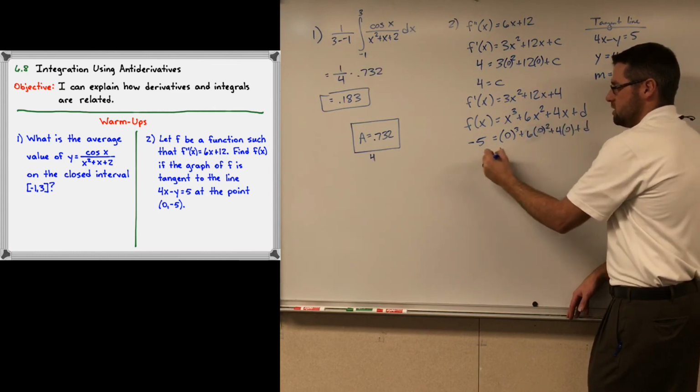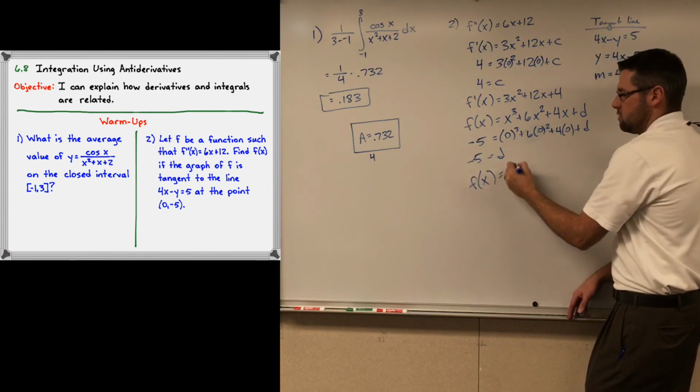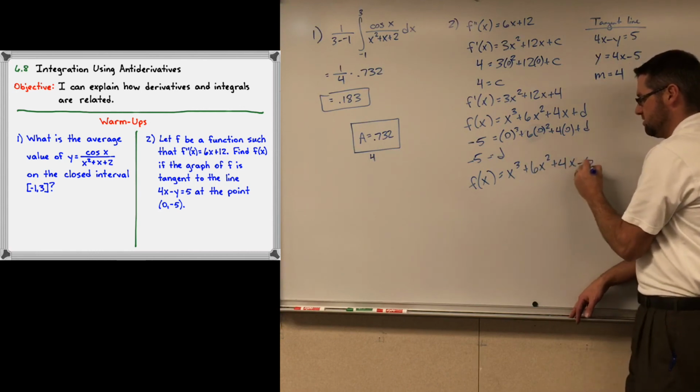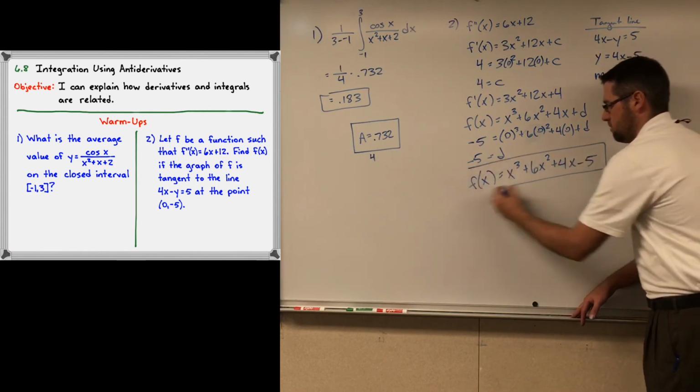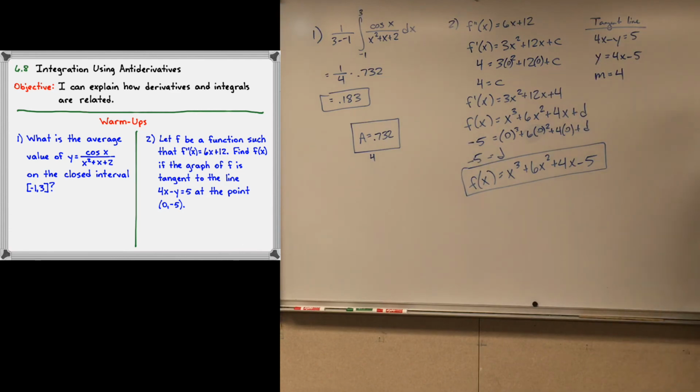So d equals -5. So our answer is f of x equals x cubed plus 6x squared plus 4x minus 5. Any questions on that? For some reason that one was a doozy.